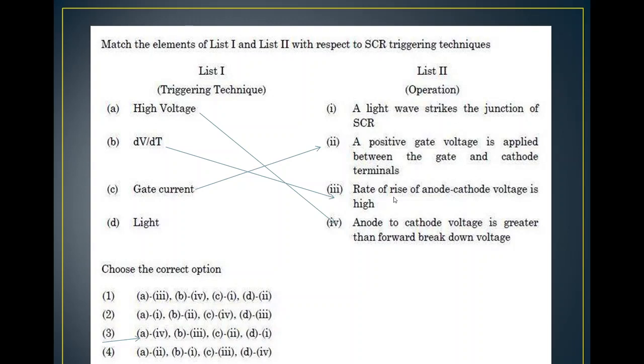Next, again matching. List first contains triggering techniques and list second contains operation. You can see option first, option second, option third, and option fourth, and your correct answer is option third, that is A connects to fourth, B connects to third, C connects to second, D connects to first. That means high voltage connects to anode to cathode voltage is greater than forward breakdown voltage. dV over dt connects to rate of rise of anode cathode voltage is high. Gate current means a positive gate voltage is applied between gate and cathode terminal, and light means a light wave strikes the junction of the LASCR. Next question.